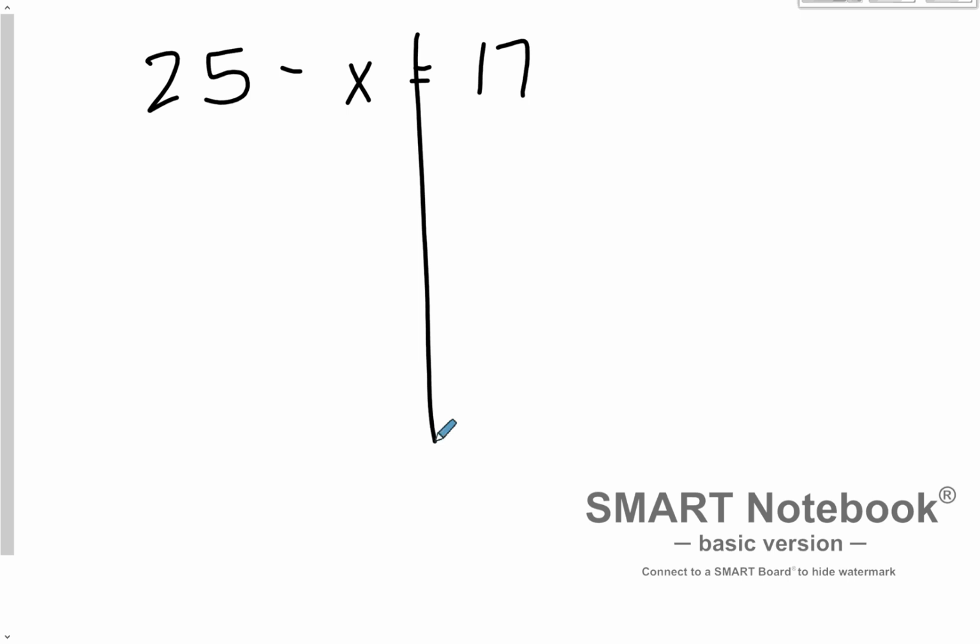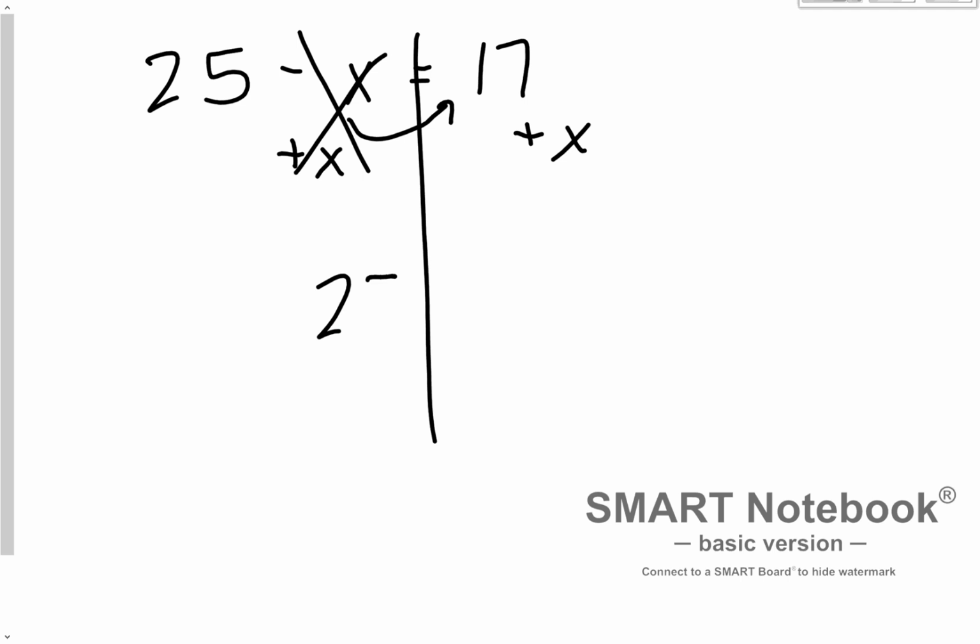What I can do is move this x over to the other side to make it positive. The way I do that is, since we're subtracting x, we can add x to both sides. Subtracting x and adding x cancels out. For example, let's say x is 5. Subtracting 5 and adding 5, those cancel out.